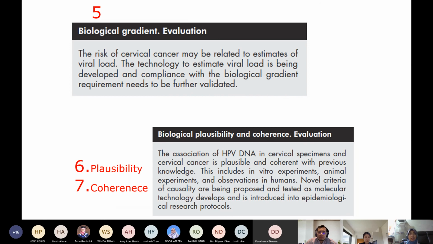This is the biological gradient, the fifth factor, evaluation. Biological gradient means it's just like a dose, drug dose gradient. The risk of cancer may be related to estimates of the viral load. Biological possibility is number 6, and coherence is number 7. It's all explained here.